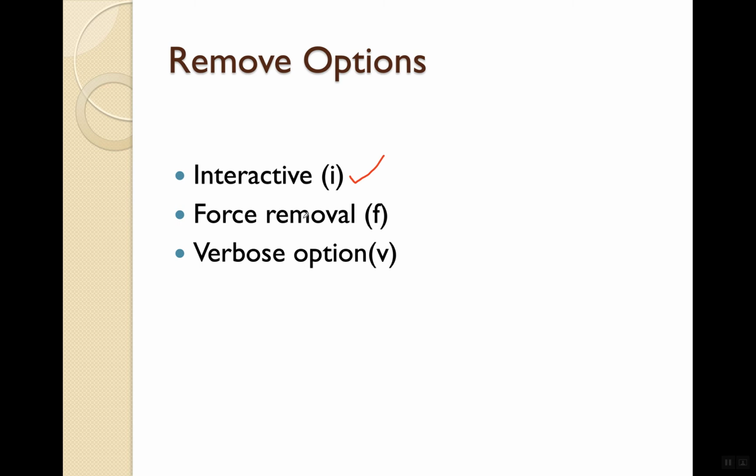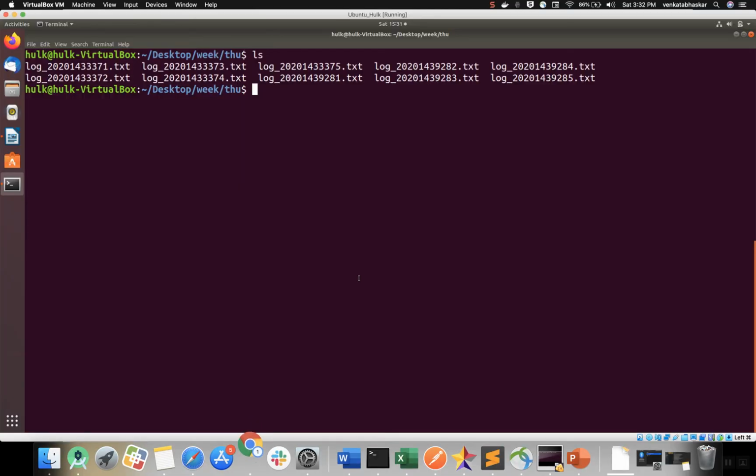Force removal means whether the directories exist or not, it doesn't matter. It will, without asking anything, forcefully it will be removed. Okay, verbose options. If you are trying to delete 100 files, the sequence of steps, which file is deleting, it will show the sequence. That is verbose. These 3 options we will see. Okay, now I'm here. First is interactive mode. Interactive means what I said, confirmation it will ask, right?